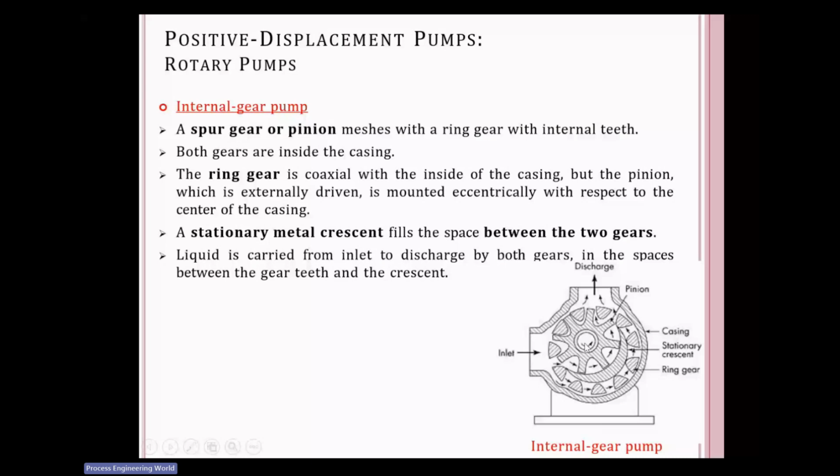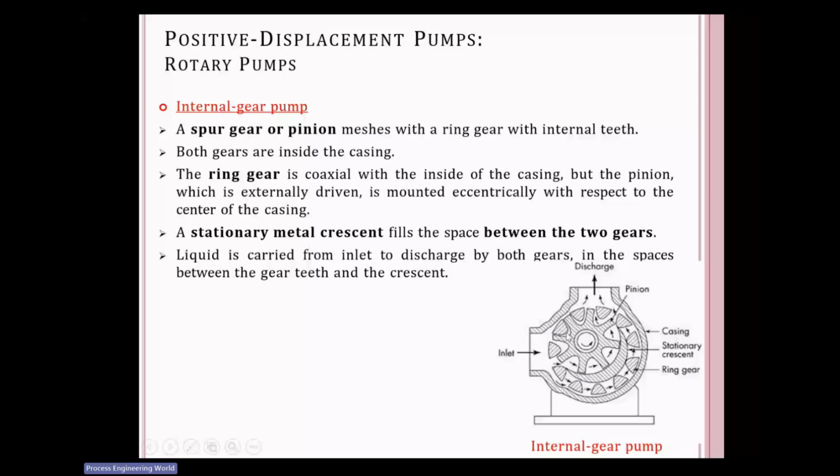So how does it work? Can you see the center part? This one, at this point. So at this center point, you have the shaft. This shaft is connected to the motor, and this pinion is rotated with the help of an electrically driven motor. And once this pinion is rotated, based on the force of this rotation, your ring gear gets rotated.